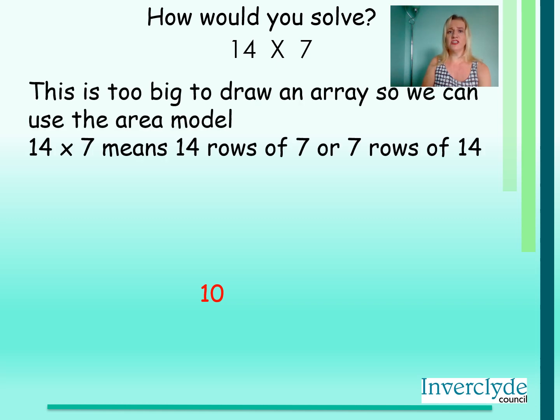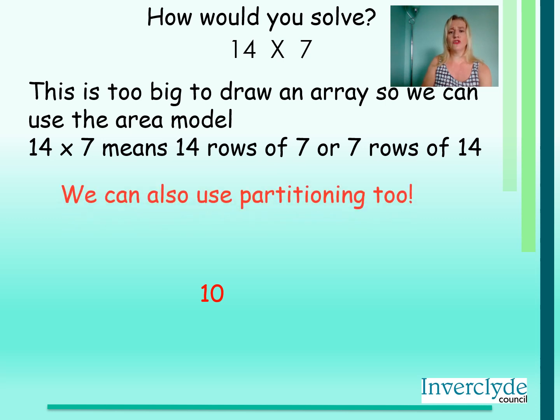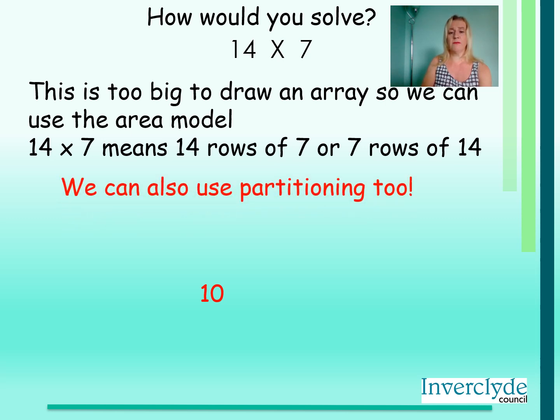There are lots of different strategies we could use to find the answer to this sum. We need to see which one works best for us, or decide on which strategy is the most efficient. That is, which strategy helps us come to the answer more easily. Of course, today we are thinking about the area model, so let's have a look at that. We know that drawing an array wouldn't be very efficient, so let's look at the problem, 14 times 7. It really means 14 rows of 7, or 7 rows of 14. So I'm going to draw a box to help me think about that.